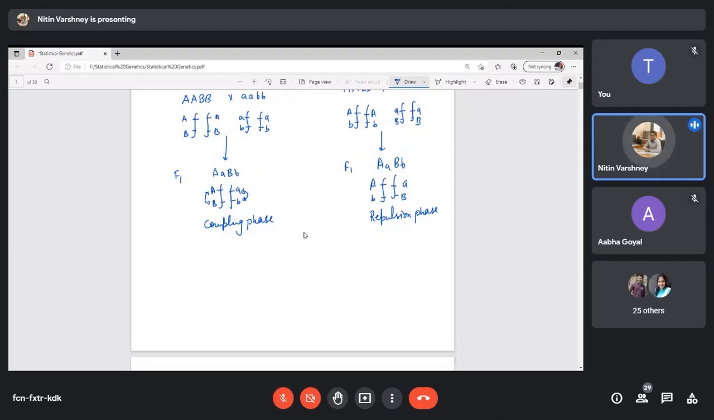Now, what will be the gametes here? This will be capital A, capital B, capital A, small a, capital B, small a, small b. Similarly, the gametes here will be capital A, capital B, capital A, small a, capital B, small a, small b. But why am I writing the same again? Because there is a difference. See, this is a parental type. This is also a parental type.